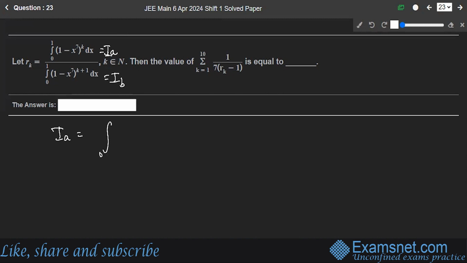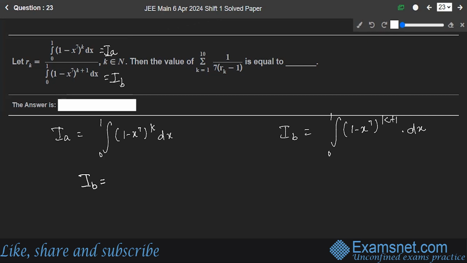IA, look at the integrals carefully. This is 1 minus x raised to power 7 raised to power k dx, and IB is equal to integral 0 to 1 x into 1 minus x power 7 raised to k plus 1 dx. So what you are having? You are having one extra 1 minus x raised to power 7 in IB. Okay, now let's pick up IB. Why I'm not picking IA? I'll try to extract IA from here.